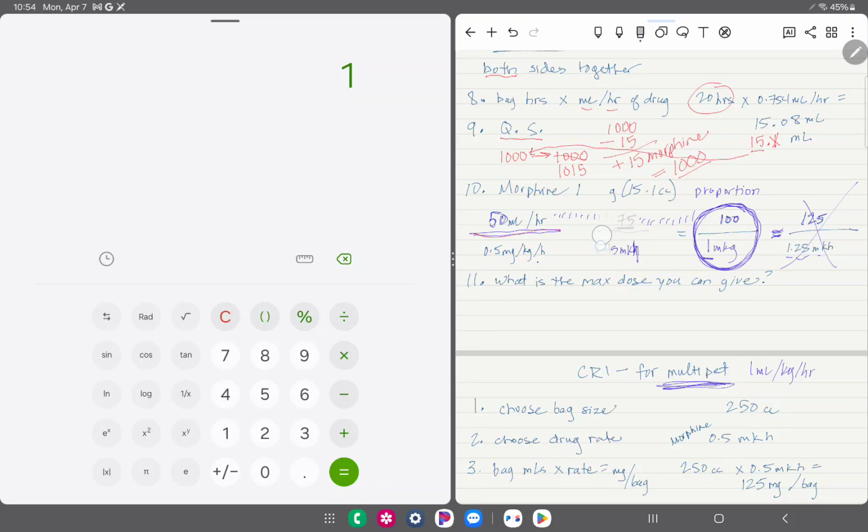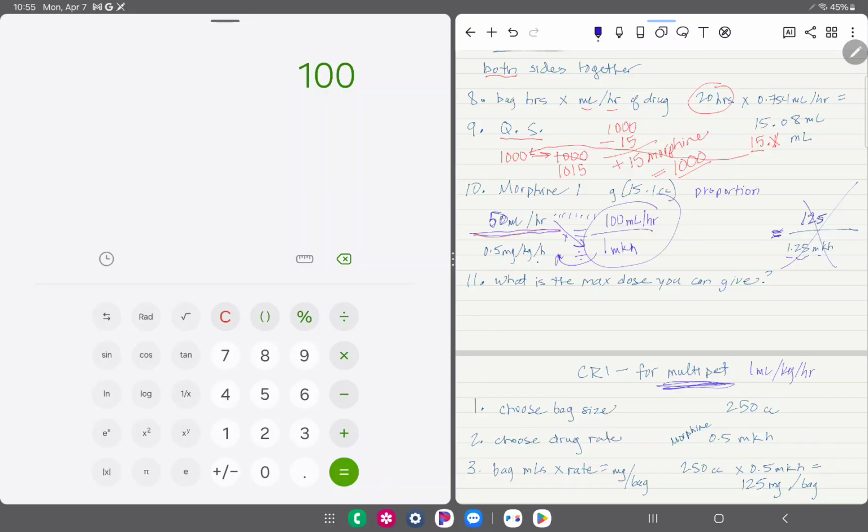You can look at it from the other way too. What do you mean the other way, Sheree? Well, if Plum already told me it's 1 mg per kg per hour, which is the highest I can go, there you are. I can take 50 times 1 divided by 0.5. There we are, 100. 100 mL per hour is the highest I could go. So that was the easy way to figure out how high can I go.